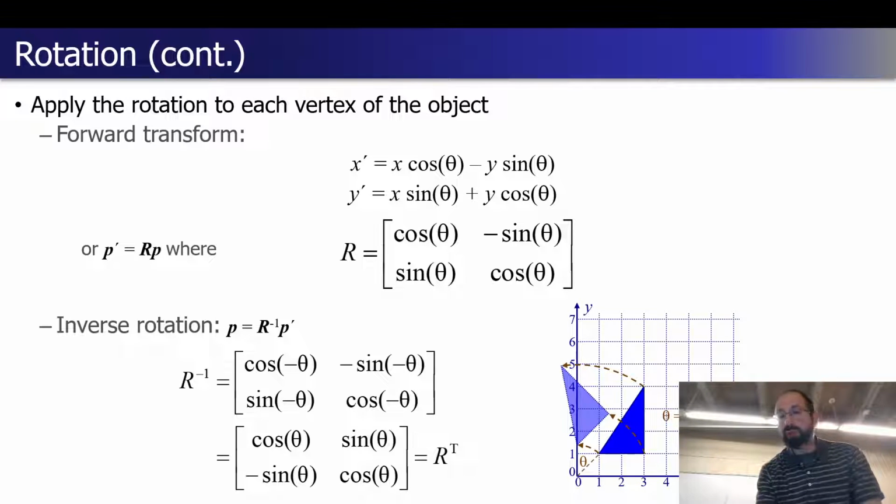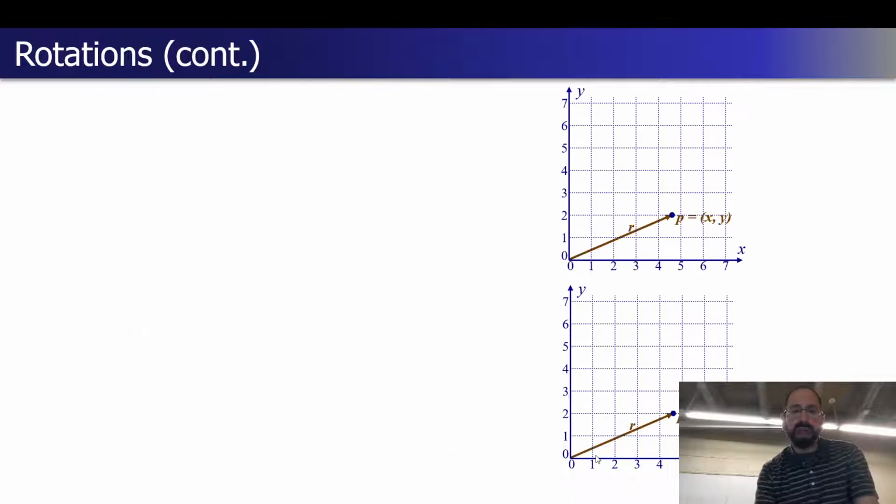The inverse rotation would be that same matrix, just plugging in negative theta for theta, and then you get a very similar looking matrix where just the sign of the sine term is negated. And the end result is an object that is rotated around the axis.